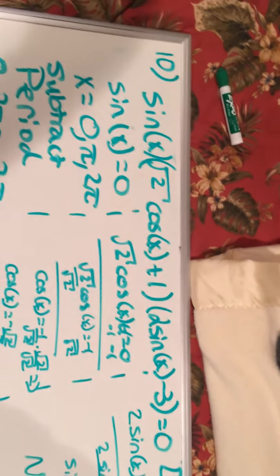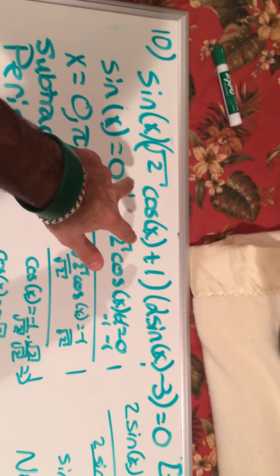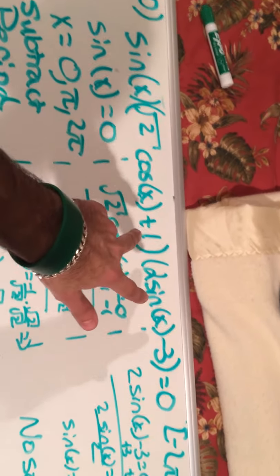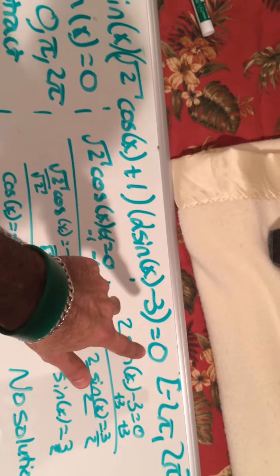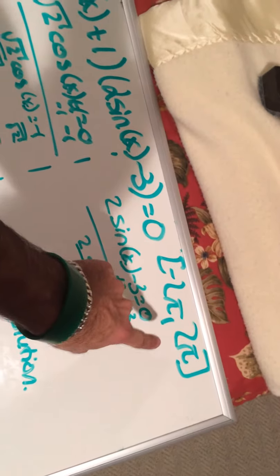Hi everybody. So the problem that won today was number 10 on the homework, and I've written it here. Sine of x times root 2 cosine of x plus 1 times 2 sine of x minus 3 equals 0, and I'm going from negative 2 pi to 2 pi.